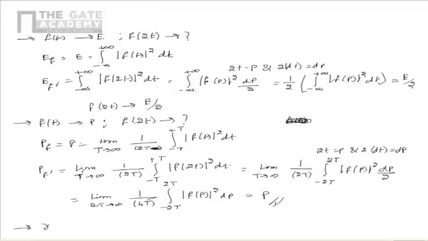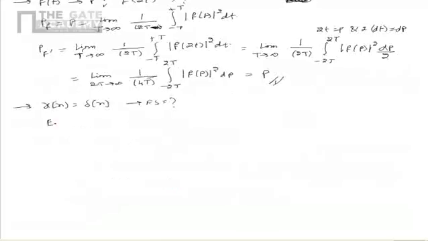Now let us consider another signal x of n is equal to delta of n. We have to find if the signal is energy signal. The energy of the signal E_x is given as sigma n equal to minus infinity to plus infinity mod of x of n whole square. This is equal to 1. As the energy of the signal is finite, the given signal is energy signal.